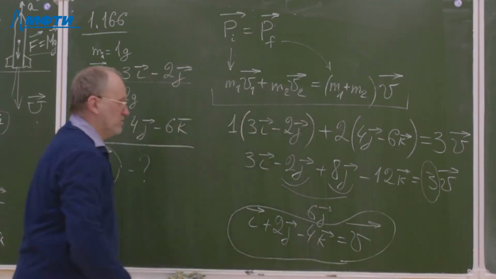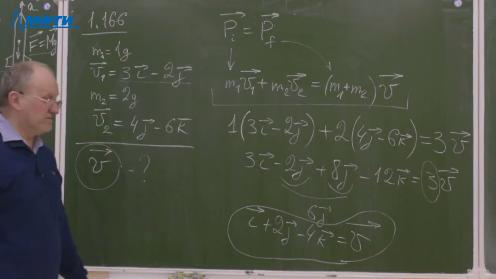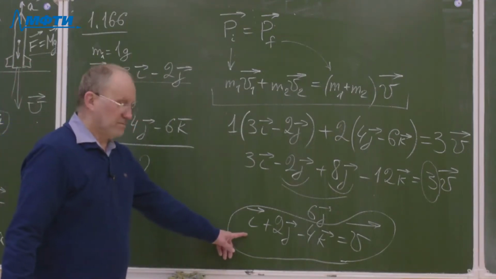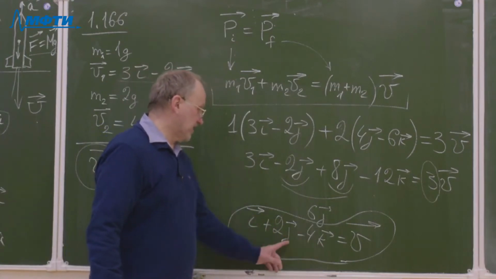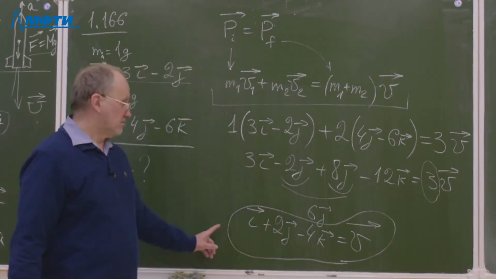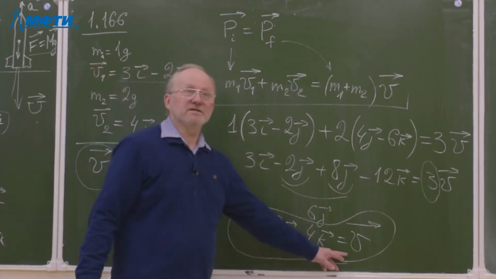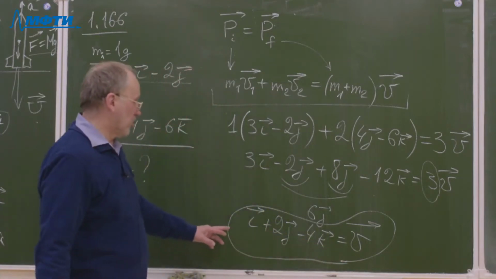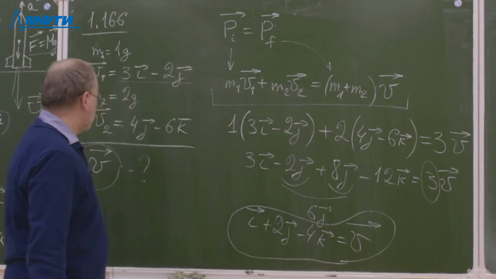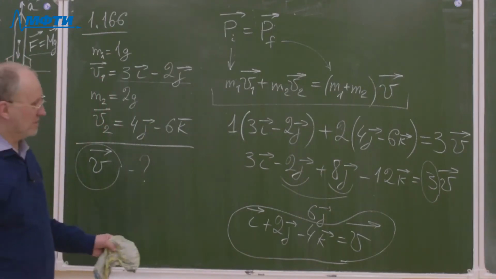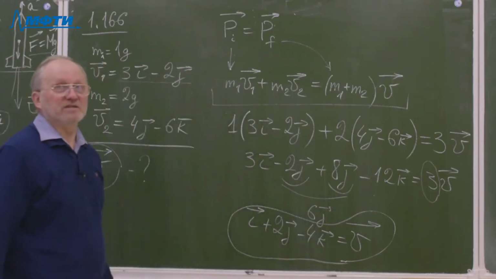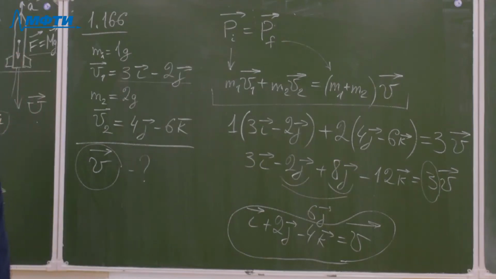So we have found vector v as expressed through unit vectors i, j, k. That's the final answer to this problem for the vector. The only thing remaining to be done here is to find the modulus of the vector v. We have found its direction.